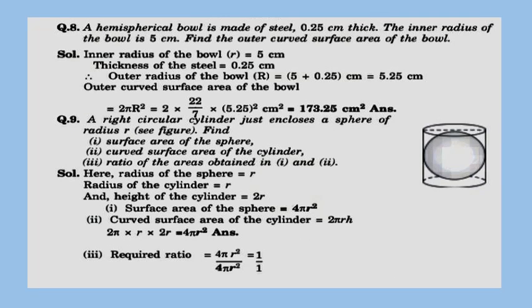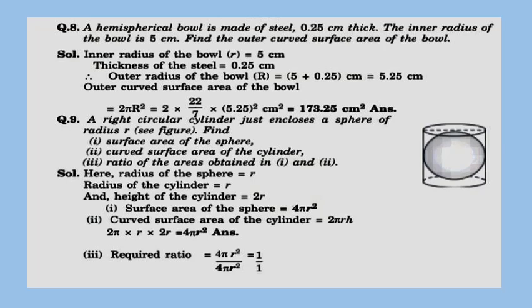A hemispherical ball is made of steel 0.25 centimeter thick. The inner radius of the ball is 5 centimeter. Find the outer curved surface area of the ball. Now inner radius of the ball is 5 centimeter. Thickness is 0.25 centimeter and therefore thickness plus inner radius gives you the outer radius of the ball. So it is 5.25 centimeter. Now for outer curved surface area we have to use the outer radius. Use the formula 2 pi r square, substitute the values and calculate the answer.